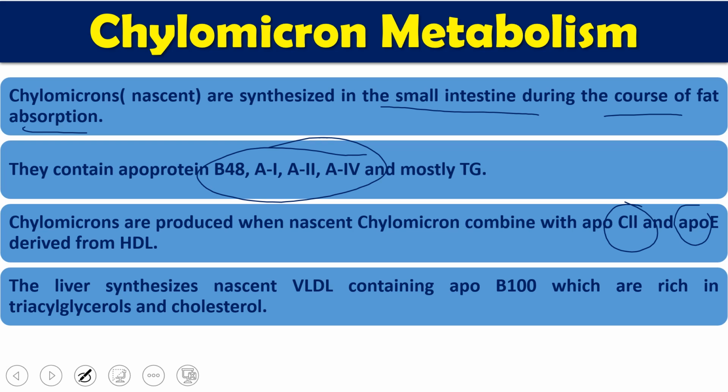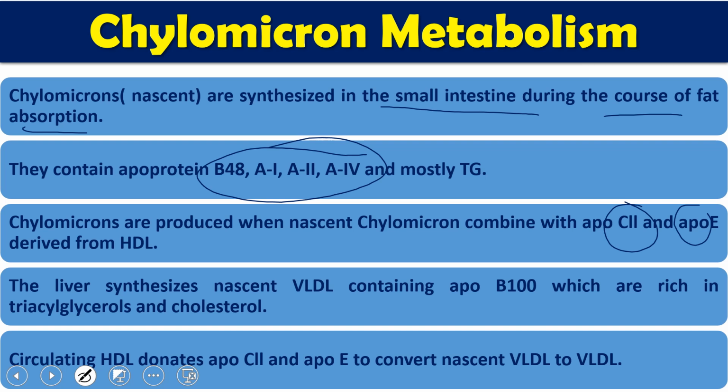So the liver synthesizes nascent VLDL, similar to the nascent chylomicron synthesized in the intestine. So the liver synthesizes nascent VLDL, that is also immature only, and the same process occurs there also. Nascent VLDL gets this C2 and E from the HDL and is converted into mature VLDL. Circulating HDL donates ApoC2 and E to the VLDL and chylomicron.